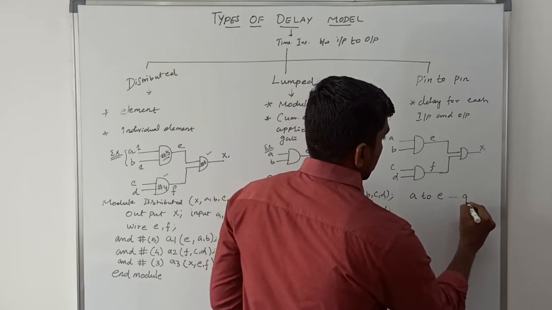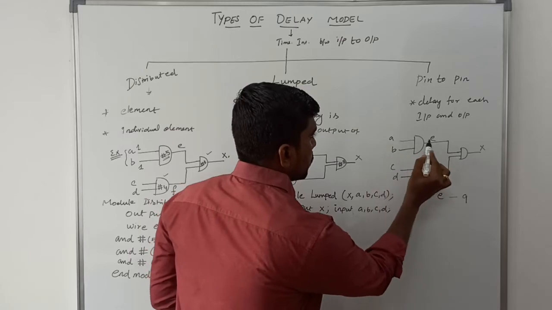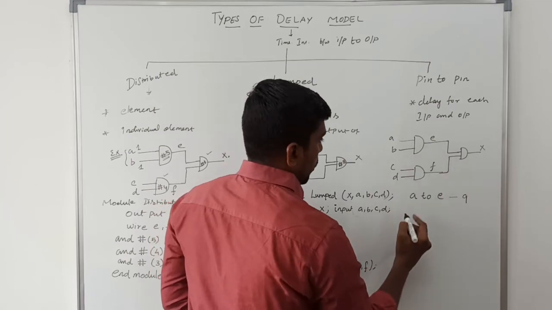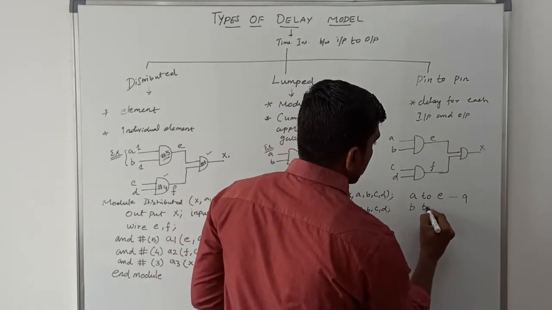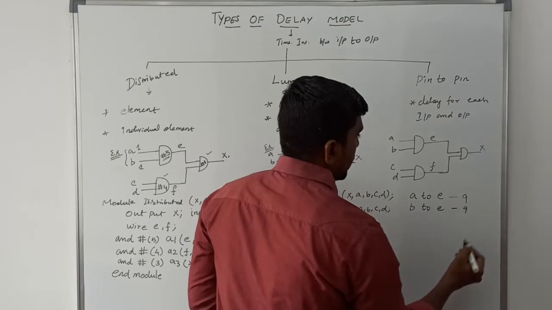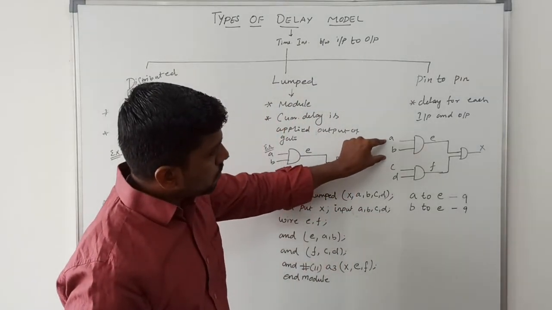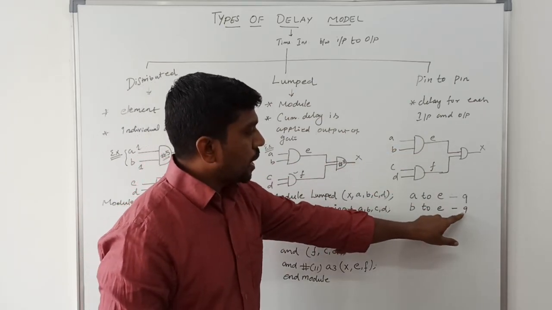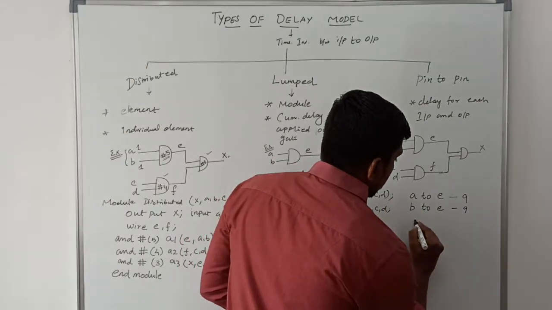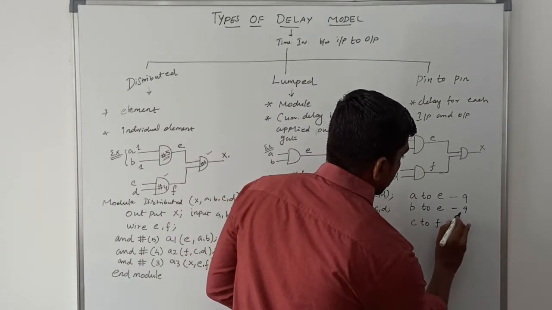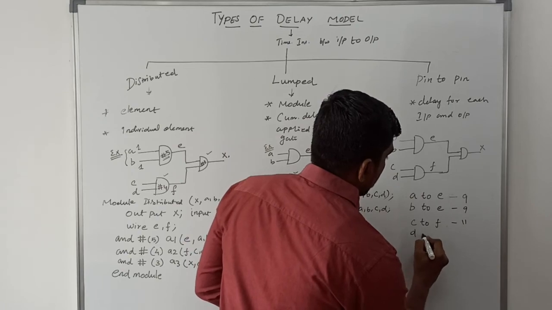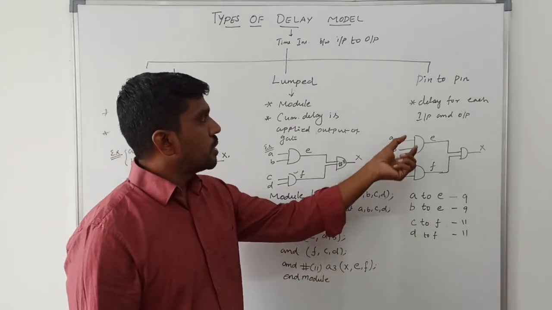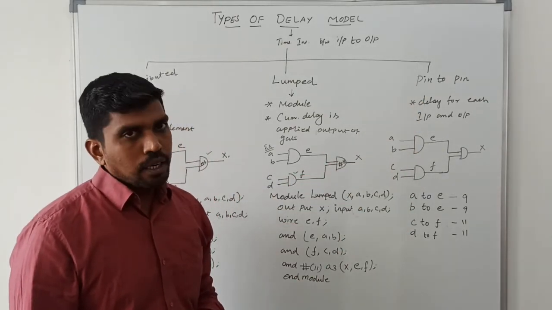the delay value is 9. So from input A to E, the delay value is 9. After the delay of 9 only, it releases the output. Then B to E is also 9. Both inputs are processed by the logic gate and it releases the output after the time delay of 9. Then C to F is 11, D to F is 11. Like this you can assign the delay for the pin to pin delay model.